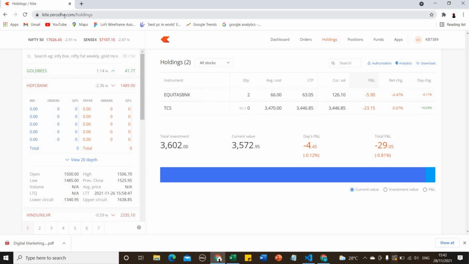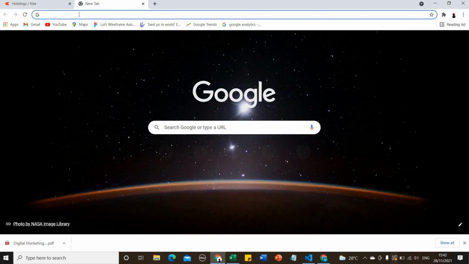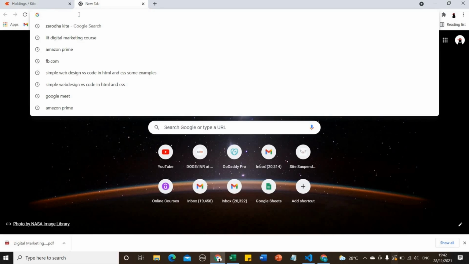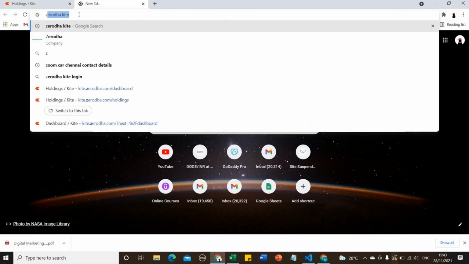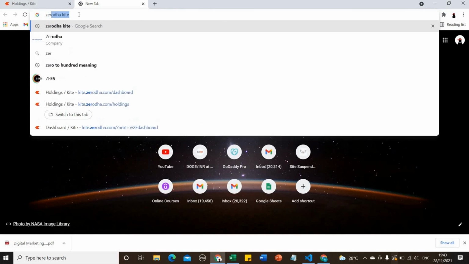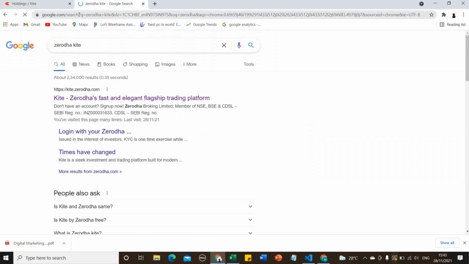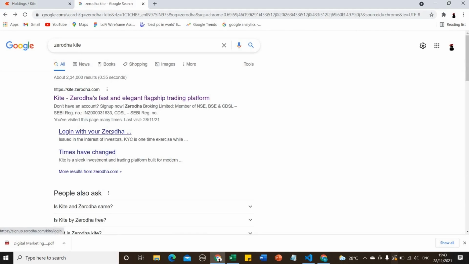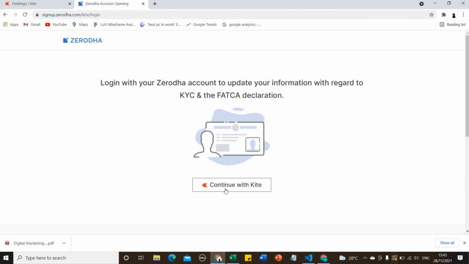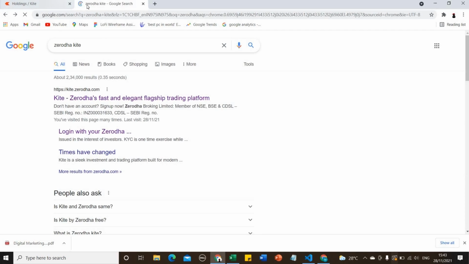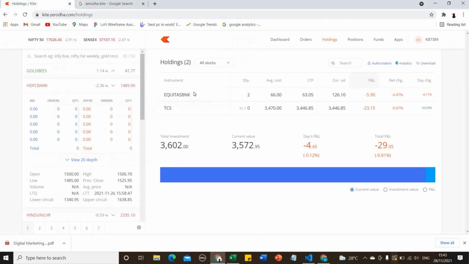Zerodha Kite. If you want to create your own trading platform, use Zerodha. I give the description below for Zerodha, and you can directly go to Zerodha and log in with your Zerodha account. So this is the way you can buy and sell your shares in Kite.